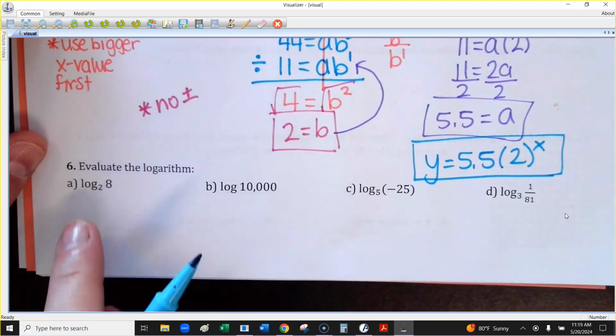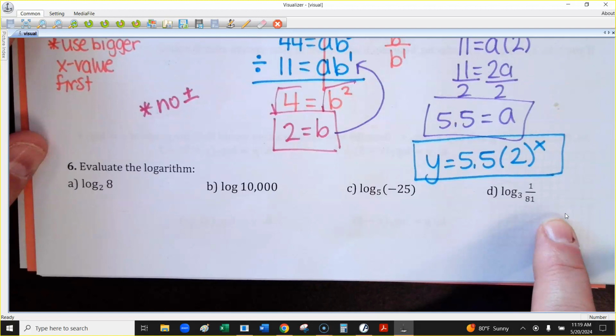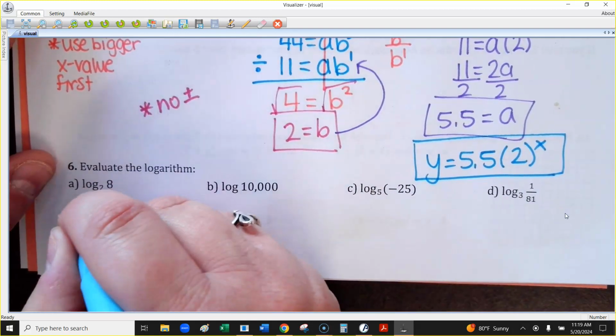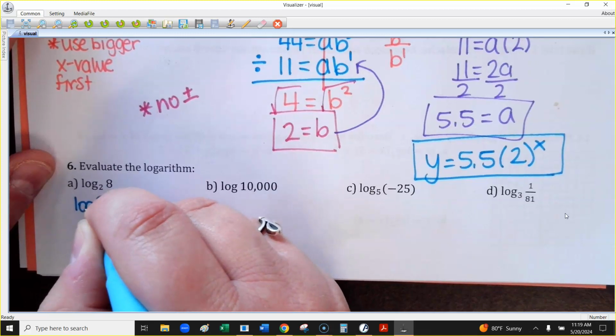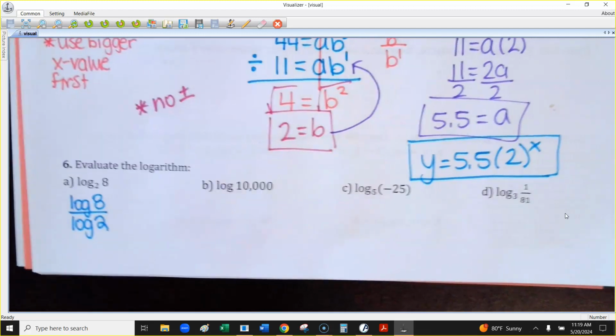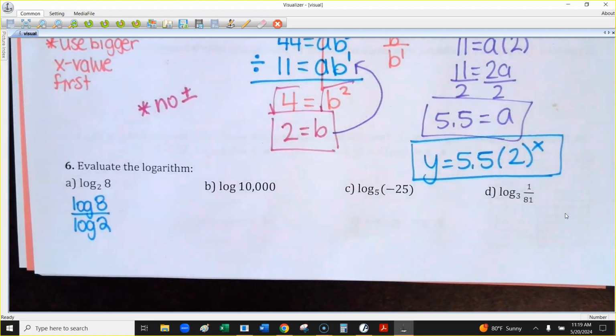If you have scientific or graphing, doesn't matter. I'm just going to do the change of base. So log base 2 of 8 is the same as the log of 8 divided by the log of 2. Now you cannot reduce that. So you can't just change that to be, let's say, the log of 4. It's two separate things. You have to do log of 8 divided by log of 2.